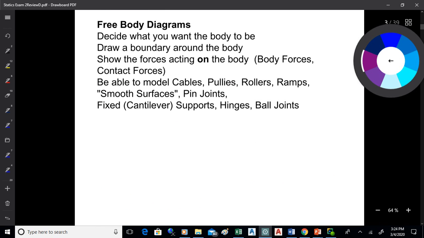Then we did free body diagrams. Just know the different connection types and what sort of forces they exert on an object.